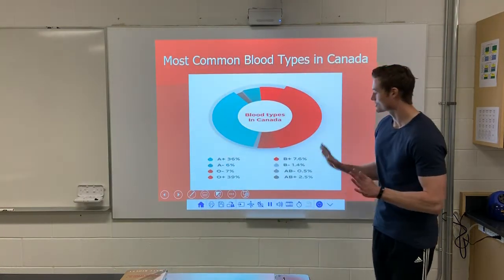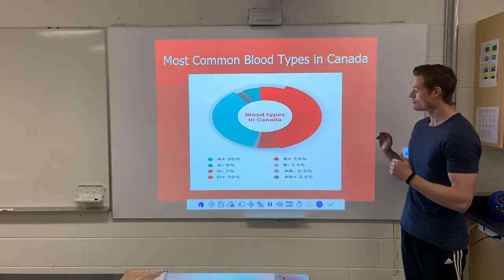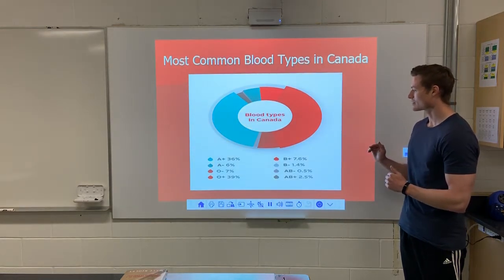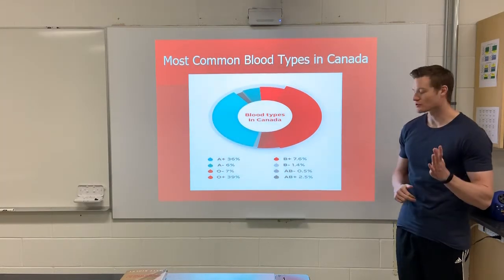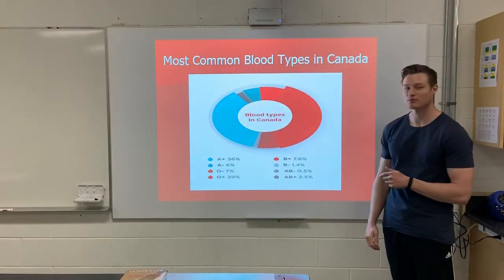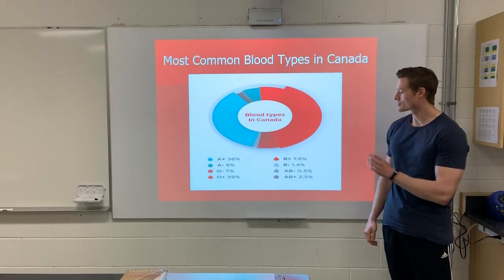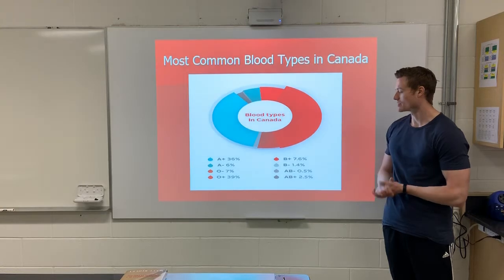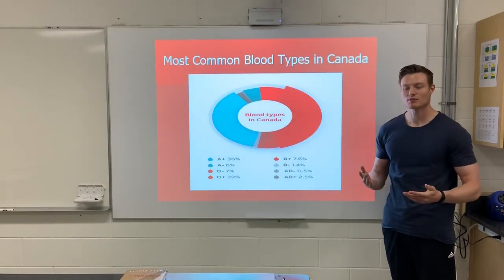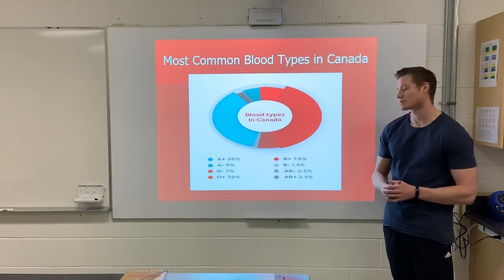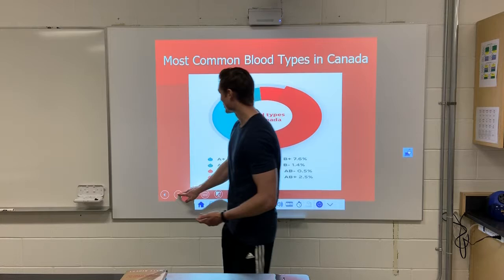Now, in case you're curious, and I just threw this up here because I think it's kind of interesting, blood types in Canada: the most common blood type in Canada is actually O positive. 39% of people in Canada are O positive. So chances are you're either O positive or A positive being the next most common, 36%. But once again, if you're unsure of your blood type, you can always get it tested. It's a pretty simple test. But the two most common here in Canada, A positive and O positive.